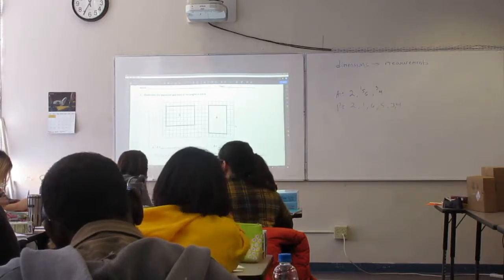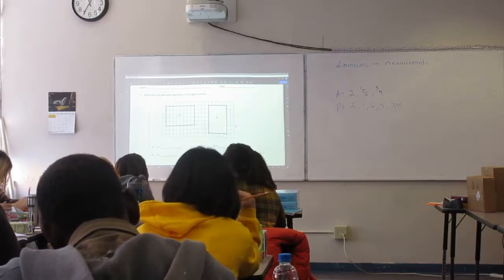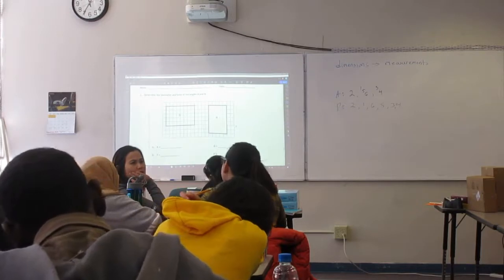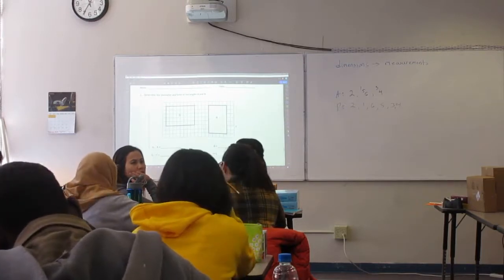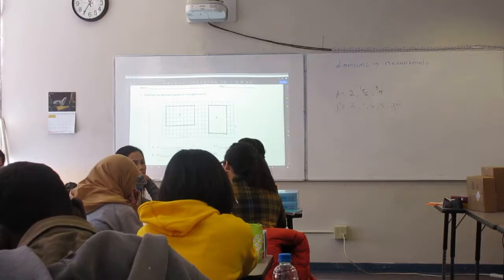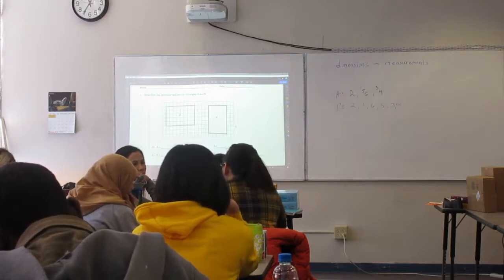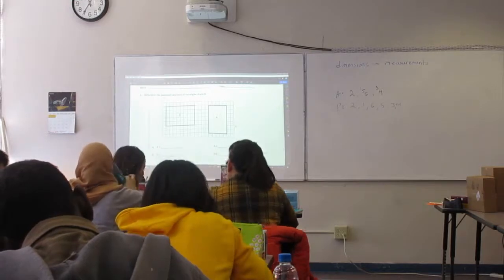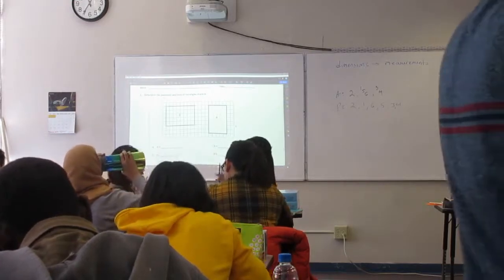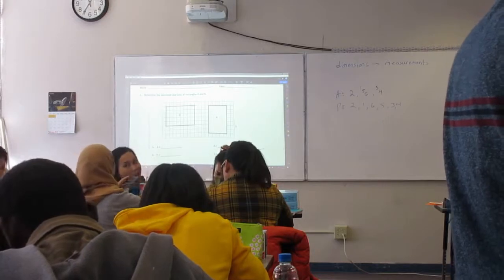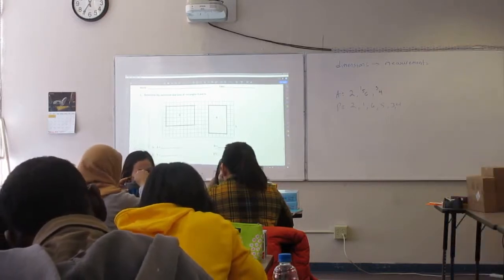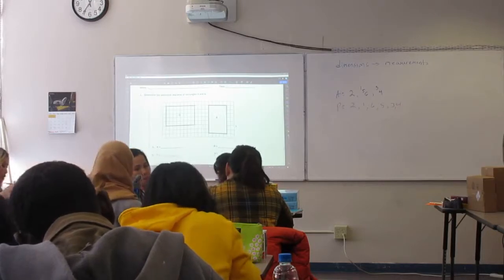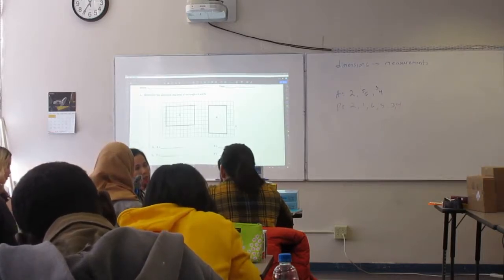No, not a perimeter. Perimeter is the distance around. You're not counting squares. You're counting how many steps. So we don't say centimeters squared. We just say 20 centimeters, because you're just counting a distance. Area counts squares, like how many squares on the ceiling. Perimeter is counting how far around.